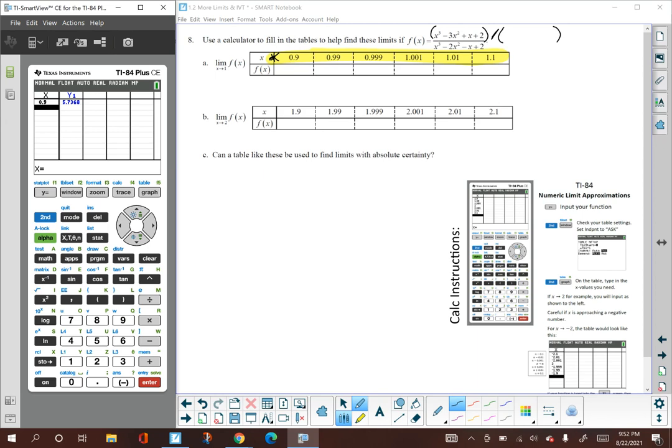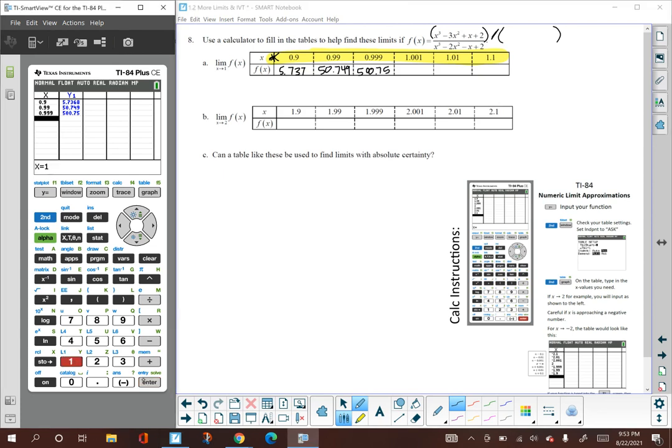So that first value in my table, that first y value, is 5.737. And then I can put in the next one, 50.749. And then I can put in the next one, 0.999. So we're kind of seeing what's happening as we get closer and closer to the value 1.